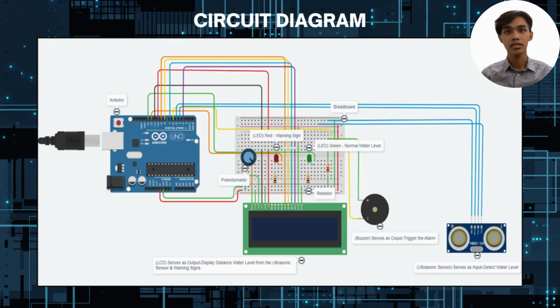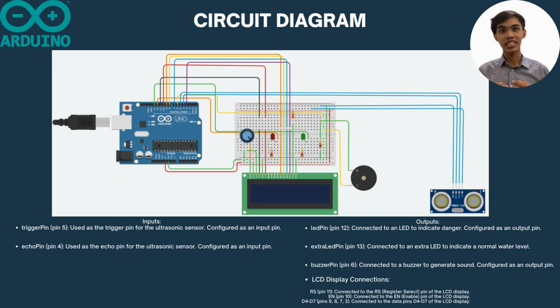Our flood detection system utilizes an Arduino microcontroller to monitor water levels and provide real-time alerts. It consists of an ultrasonic sensor as an input, and for the output, there are LEDs, a buzzer, and an LCD display, as you can see in the slide. I have also labeled each component's function in our system. Now, I will explain the inputs and outputs of our system.